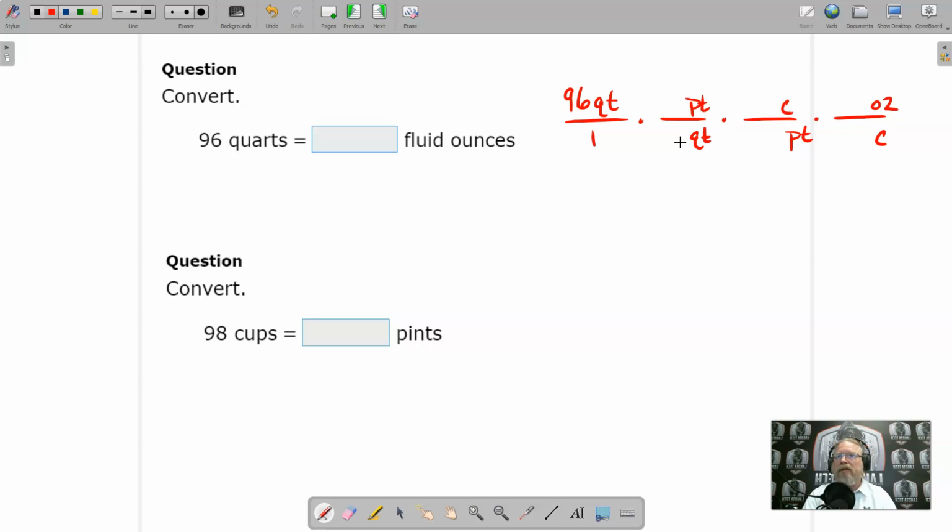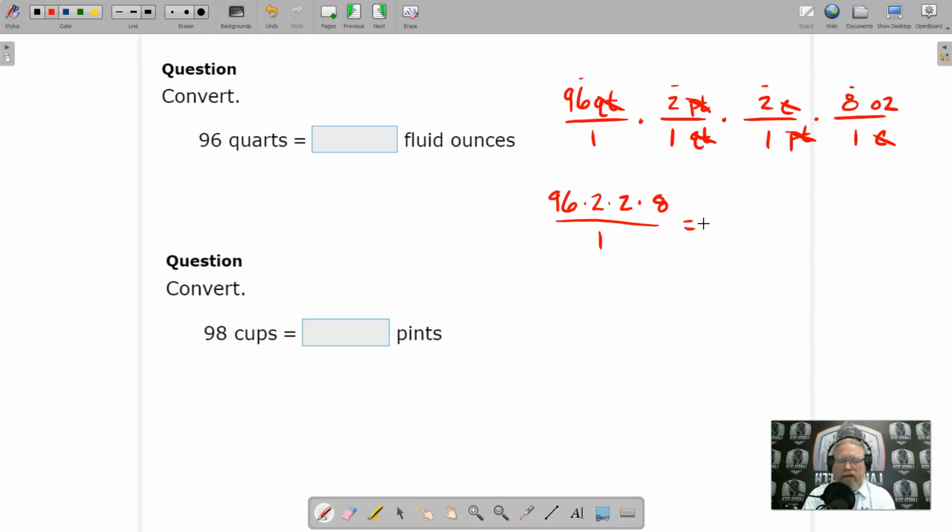Let me go ahead and put my numbers in. In 1 quart, there are 2 pints. In 1 pint, there are 2 cups. In 1 cup, there are 8 ounces. So now, quarts cancels quarts, pints cancels pints, cups cancels cups, and notice all I'm left with is ounces. So I'm going to have 96 times 2 times 2 times 8. I'm getting my numbers from here: 96, 2, 2, and 8. And then 1 times 1 times 1 times 1. These are all just 1, so that's going to equal 1.